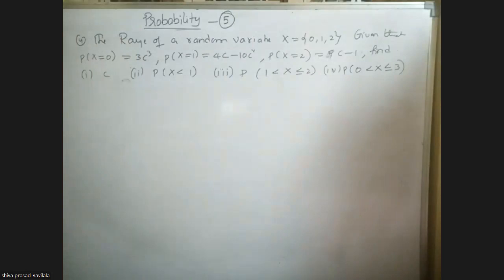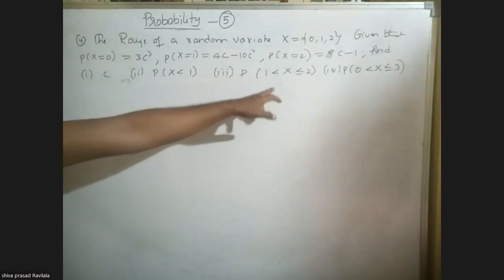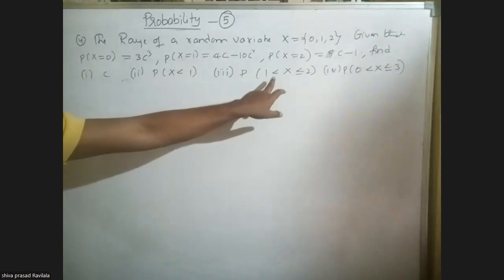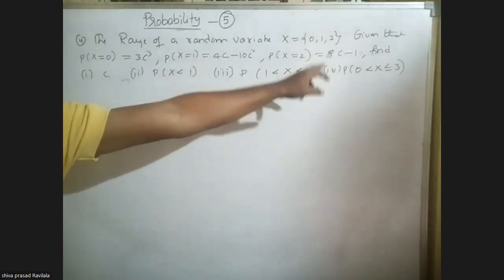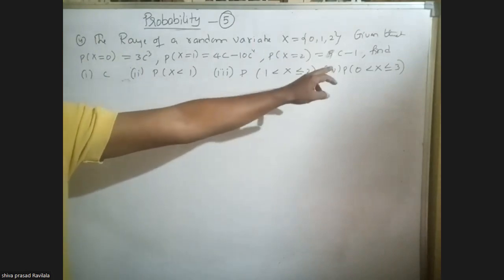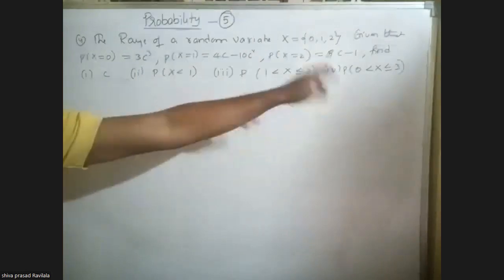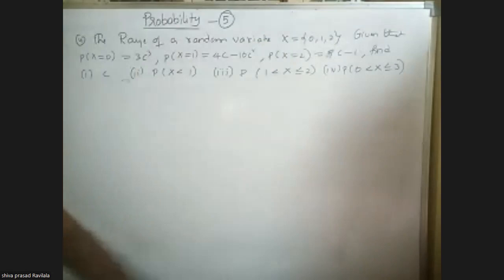I will explain the first two questions. First, find the value of C. The probability of x less than 1 means the probability of x is equal to 0, very simple. The probability of 1 less than x less than or equal to 2 means the probability of x is equal to 2 only, because 1 less than x excludes 1. The last one is the probability of x equal to 1 plus x equal to 2 plus x equal to 3. Of course, there is no x equal to 3 condition; students get confused. We can write only up to 2.